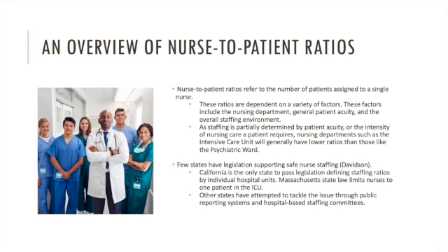However, few states have legislation supporting safe nurse staffing. California is the only state to pass legislation defining staffing ratios by individual hospital unit. However, Massachusetts state law limits nurses to one patient in the ICU. Other states have attempted to tackle this issue through public reporting systems and hospital-based staffing committees with varying degrees of success.